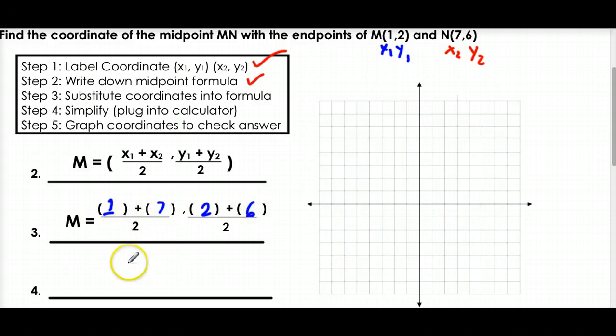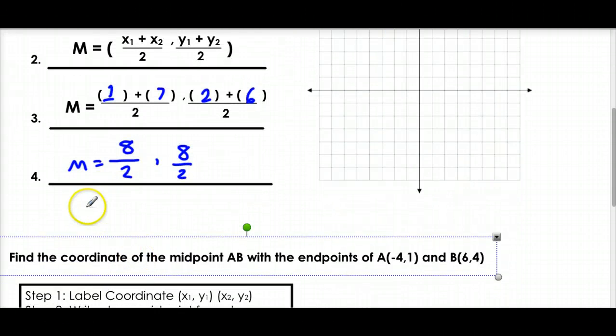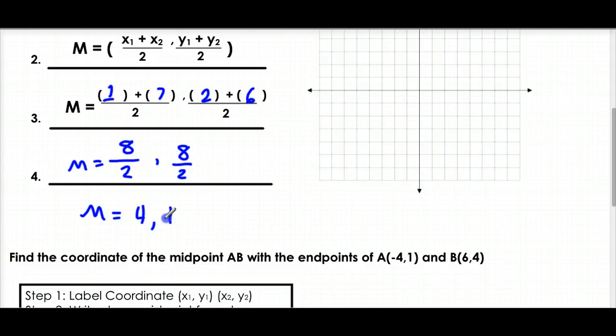All right, we add these together, we get 8 divided by 2. And for this one, we also get 2 plus 6 is 8 divided by 2. And that's what our midpoint will equal. And let's put this in the calculator and see what this number is equal to. So our m is equal to 4, 4.